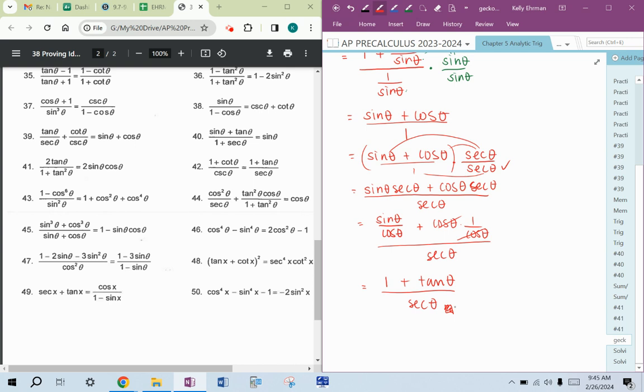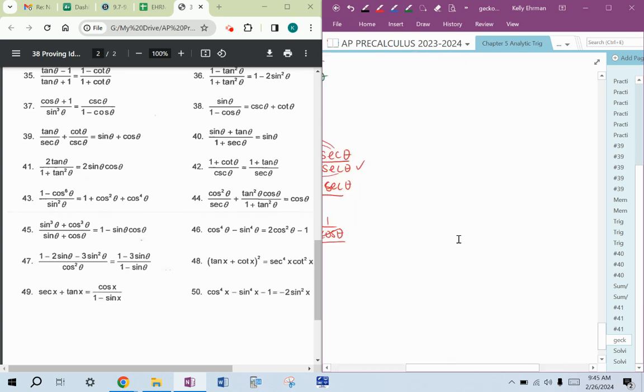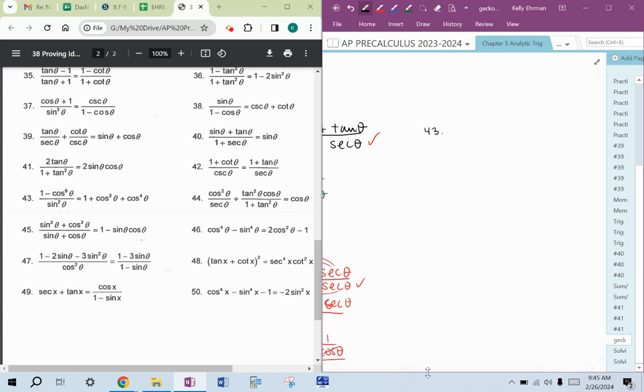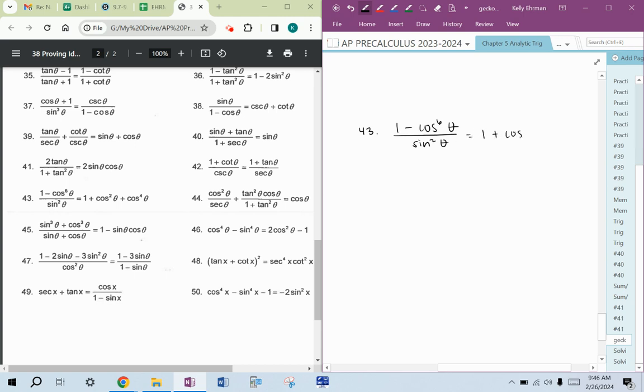All right. Let's see. Our next problem is 43, right? Yeah, we're on 43. So 43, I see some higher exponents. 1 minus cosine to the 6th of theta over sine squared theta is supposed to equal 1 plus cosine squared theta plus cosine to the 4th theta.